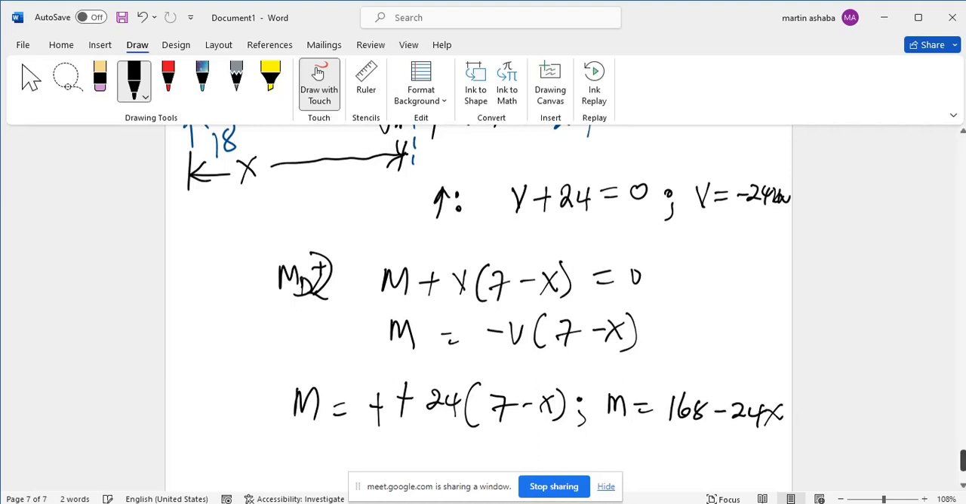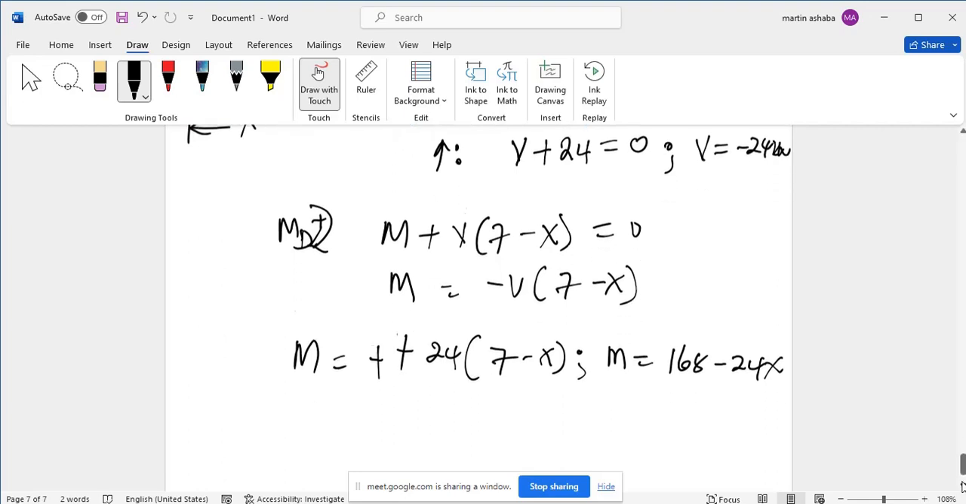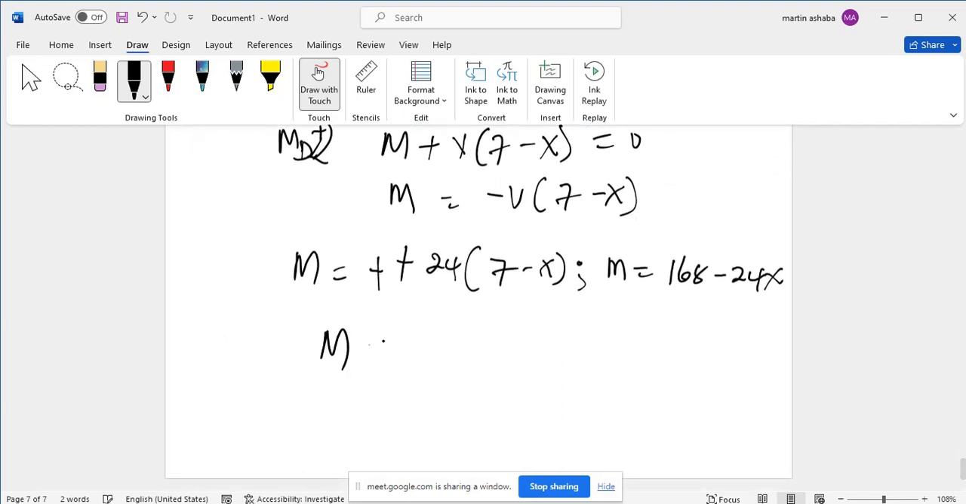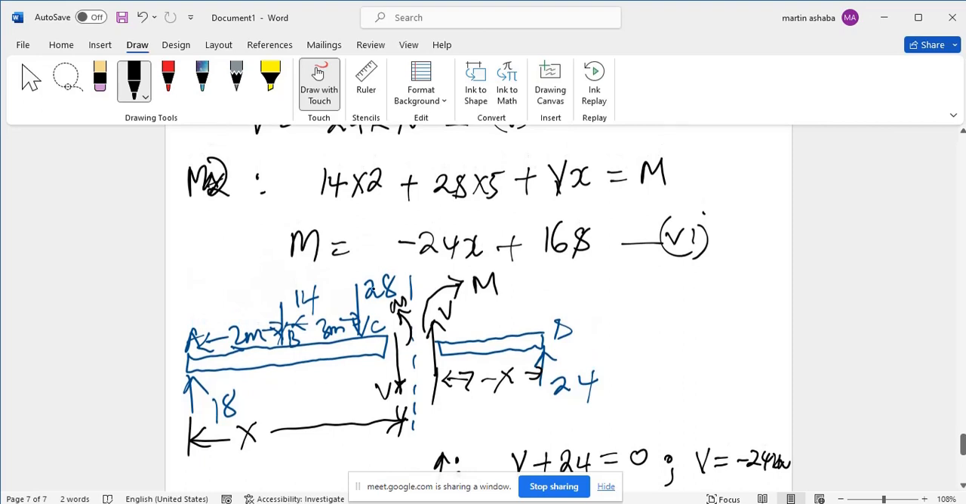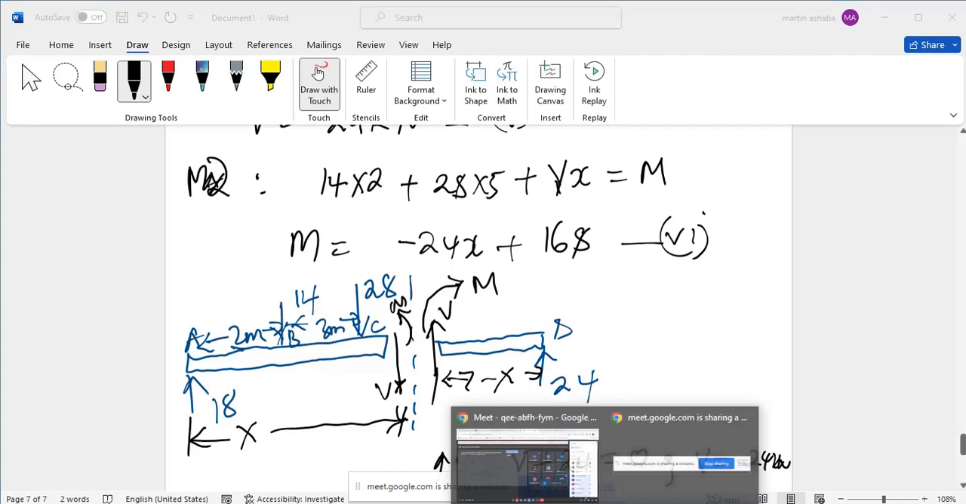So what does that mean? It means that my M should equal minus 24x plus 168, as it had already been calculated from up here. So whether you use this side or you use the other side, you'll get the same bending moment. Because I said the bending moment at that particular portion is the same, whether I take the left of the section or I take the right of the section. From where we started up to this point, is there any question, dear members?